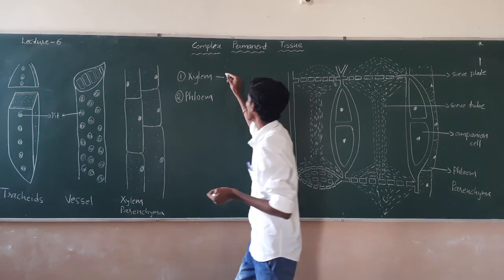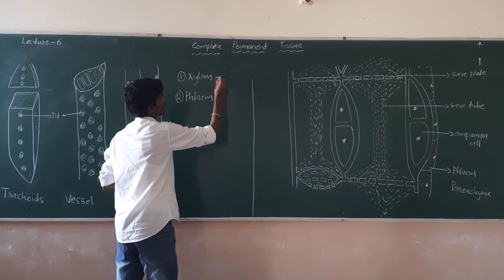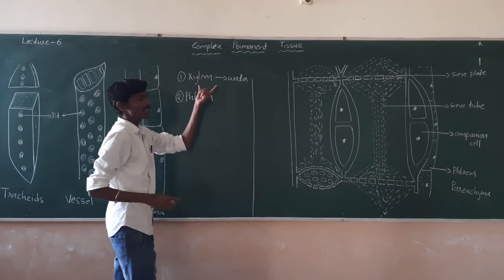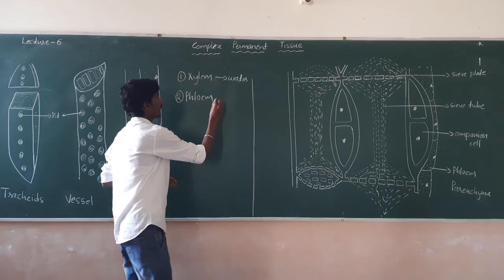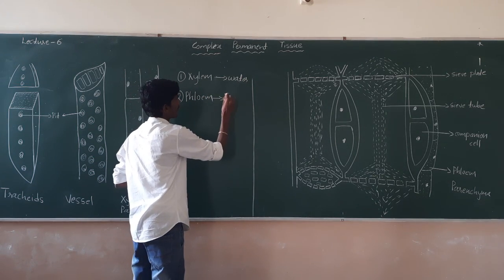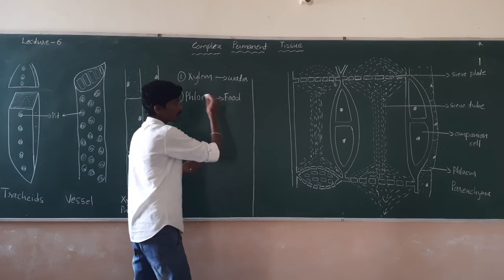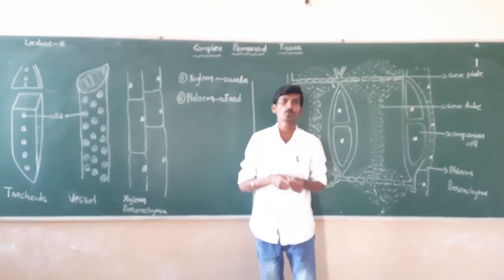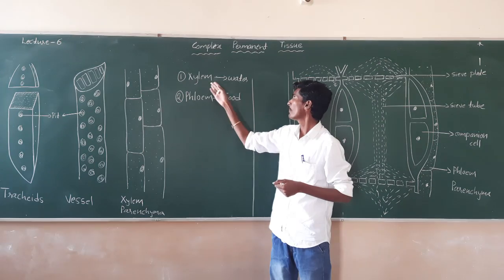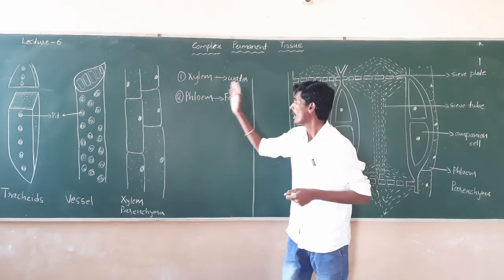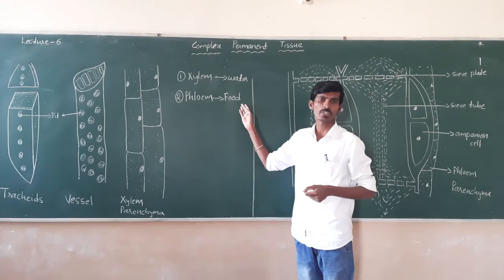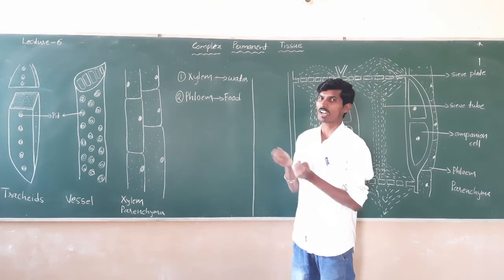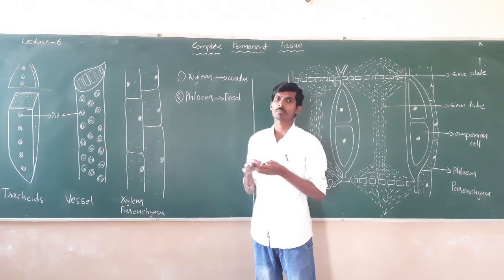Xylem is called the water conducting tissue. Phloem is called the food conducting tissue. Both are conducting tissues and consist of vascular bundles. Conducting means they are transporting tissues. They transport material from one place to another place.